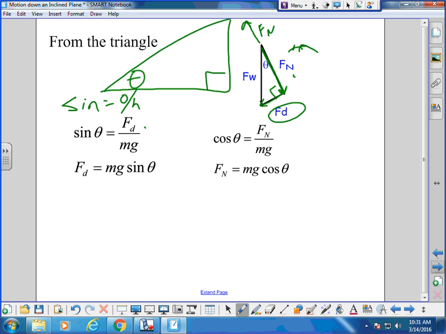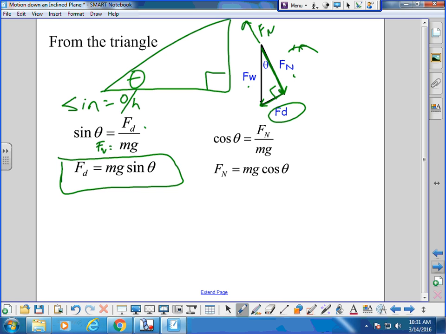The hypotenuse of this 90-degree right triangle right here is FW, which is equivalent to mg. And when I rearrange that for FD, I multiply both sides by mg, and that, my friends, is a formula derivation, really. So the force down the plane is mg sine theta.